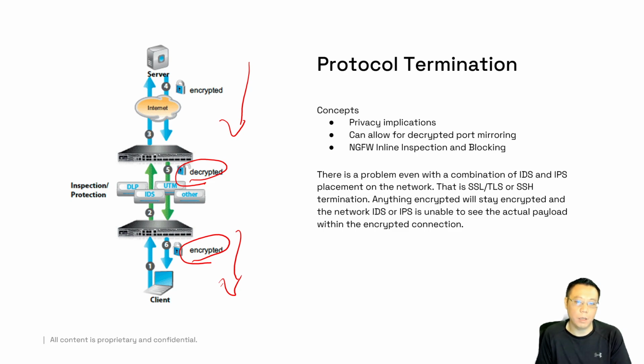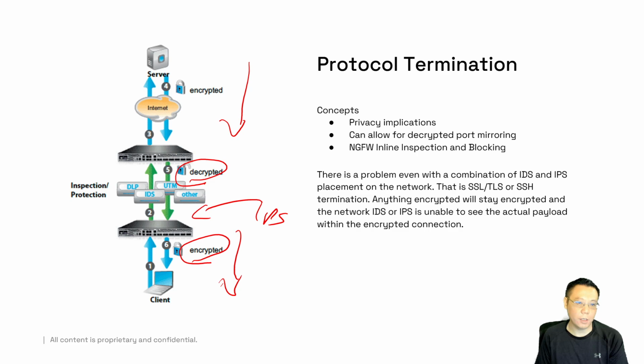Now, there is an issue with that. There are privacy implications, especially in the EU. Understanding the laws and what your compliance and security requirements are is really essential to determining if you should enable decryption and termination or not. You can allow decrypted port mirroring instead, staying out of band instead of passing it inline for inspection logic. But if you already have something inline, you might as well have another IPS inline right here to see the decrypted traffic and go ahead and drop that traffic accordingly.